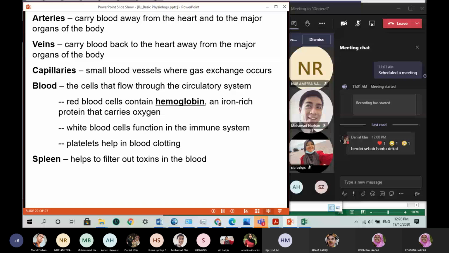Okay, the spleen is an organ. Actually, it helps to filter out toxins in the body. So in terms of the structure of the circulatory system, we have the heart, the lungs as the respiratory system.